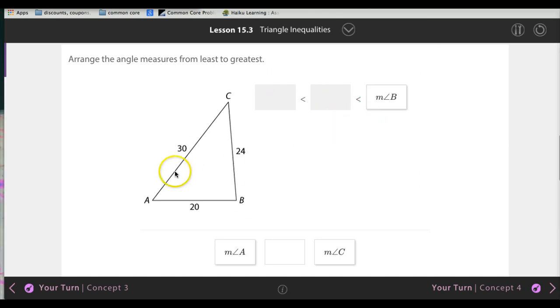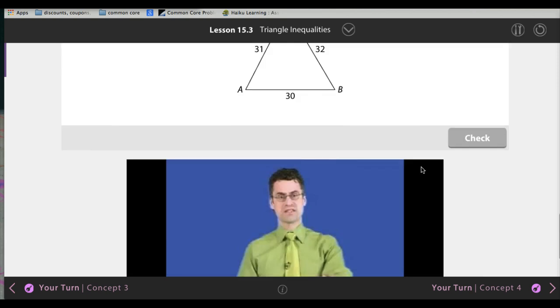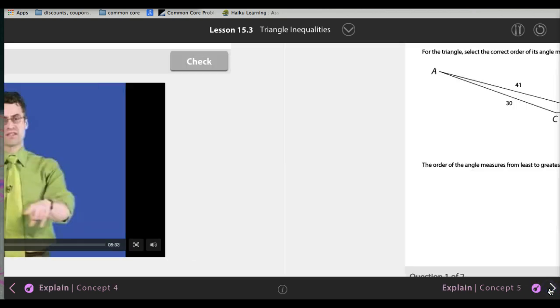Okay, so 30 is the biggest, so angle B is the fattest. And then the middle side is 24. So opposite of segment CB is what? Yes, angle A. So that one's going to be in the middle. And then of course, the measure of angle C is going to be the smallest one because opposite that angle is segment AB, and that has the shortest length. Okay, so it's very easy.